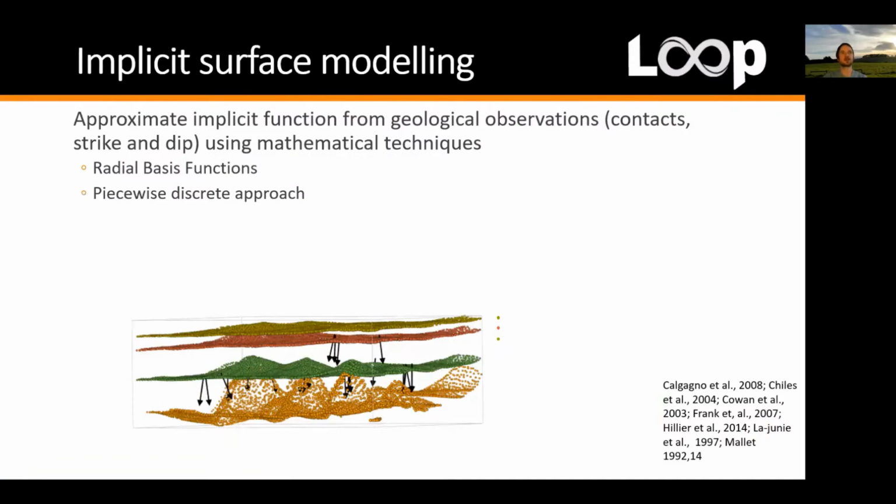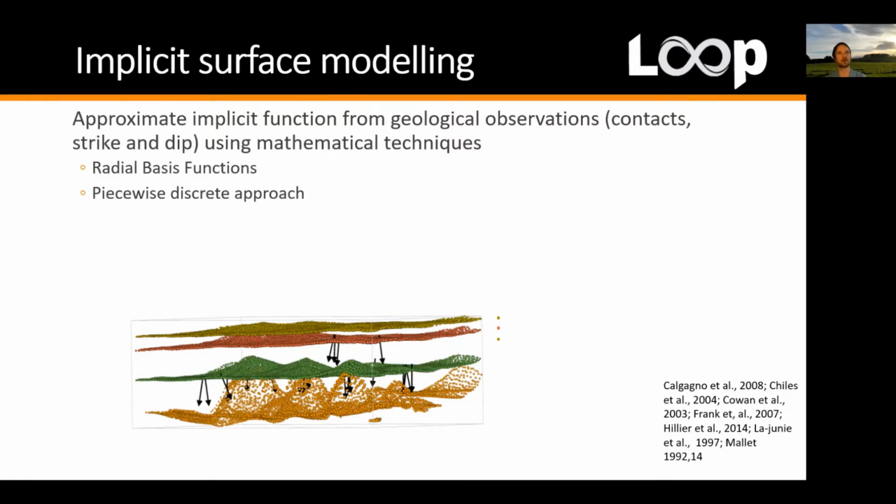So just a bit of a rehash. What is implicit surface modeling? What we want to do with implicit surface modeling is approximate an unknown function that defines the geometry or the distance to a reference horizon. So let's take this example here. We've got four horizons that are represented by the different colors. So we've got yellow, orange, red, and green.